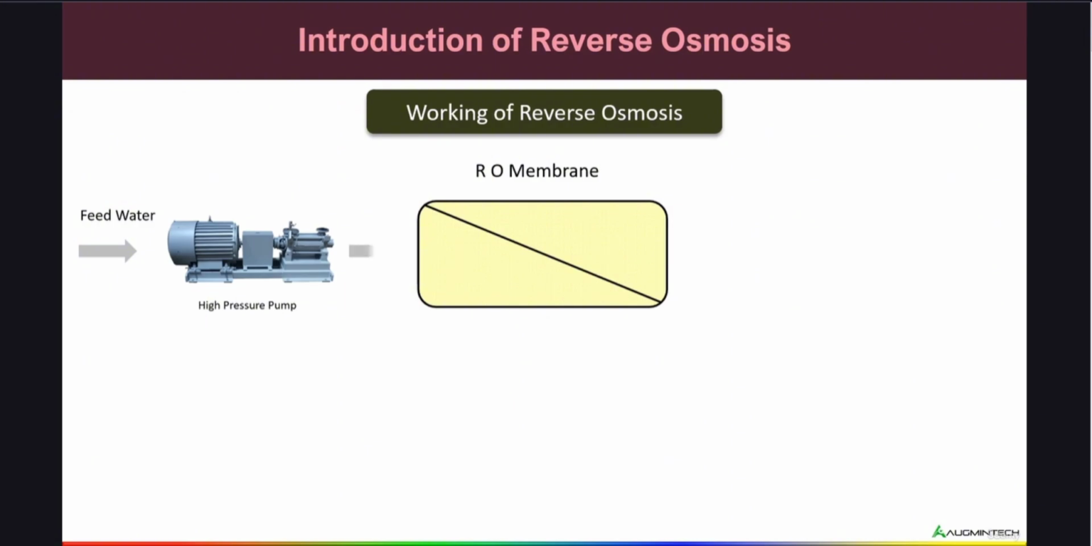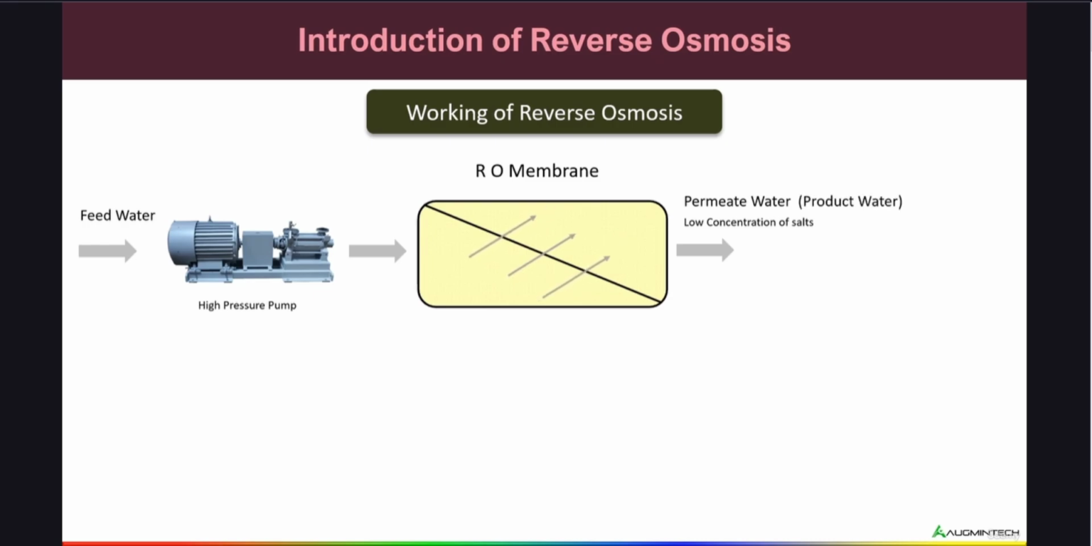In very simple terms, feed water is pumped into a reverse osmosis system and you end up with two types of water coming out of the RO system. That is good water and bad water. The good water that comes out of an RO system has most contaminants removed and is called permeate. Another term for permeate water is product water.